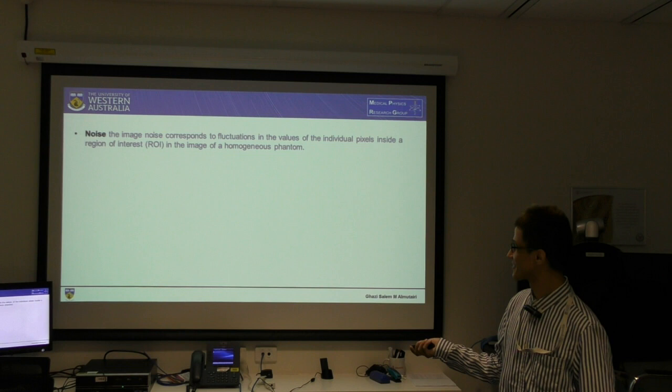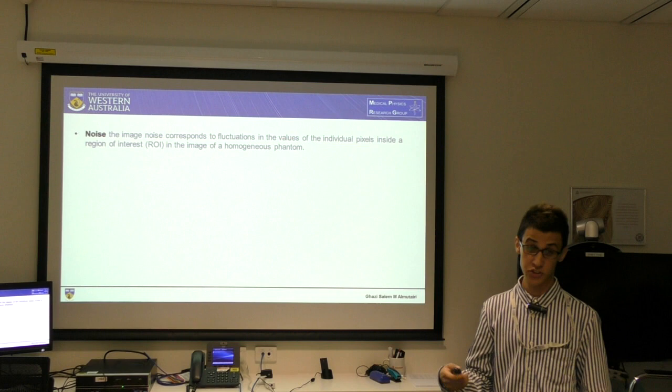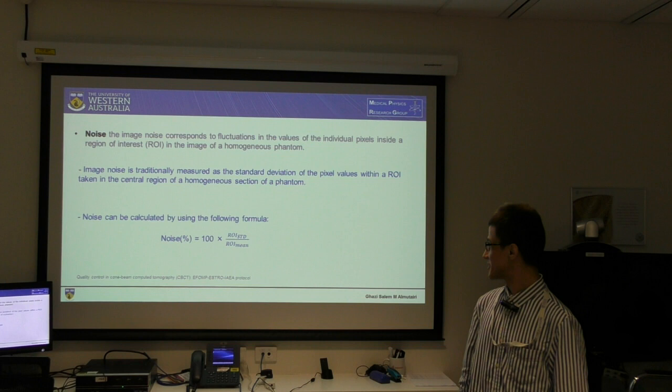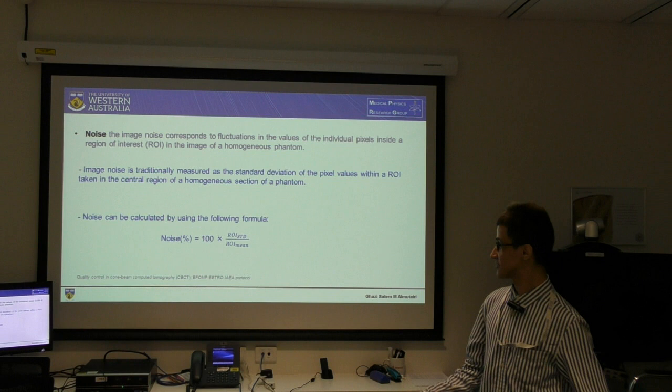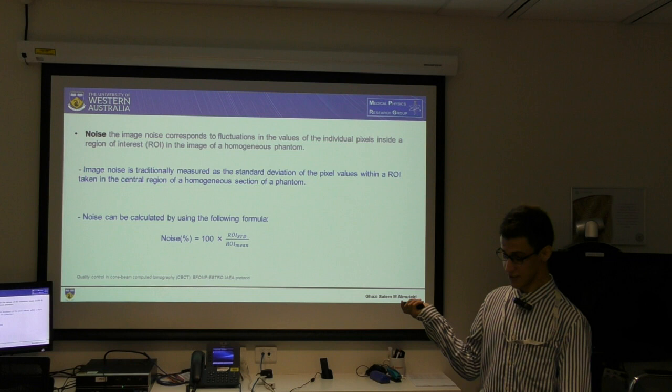The noise corresponds to the fluctuation in the value of individual pixels inside the region of interest in a homogeneous phantom. It can be measured as the standard deviation of the pixel values within a region of interest taken in the center of a homogeneous section in the phantom. It can be calculated by this formula: we take the standard deviation of the region of interest divided by its mean.